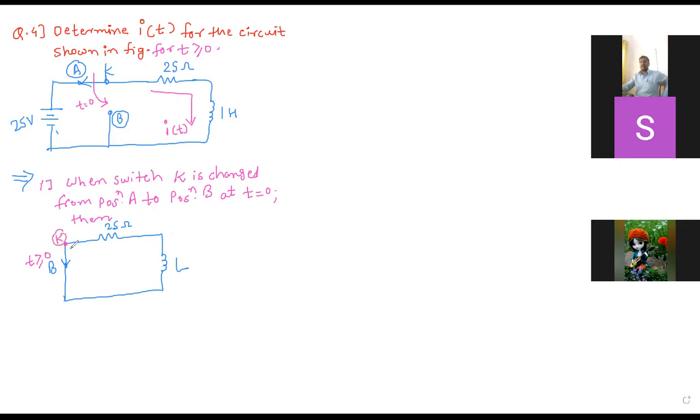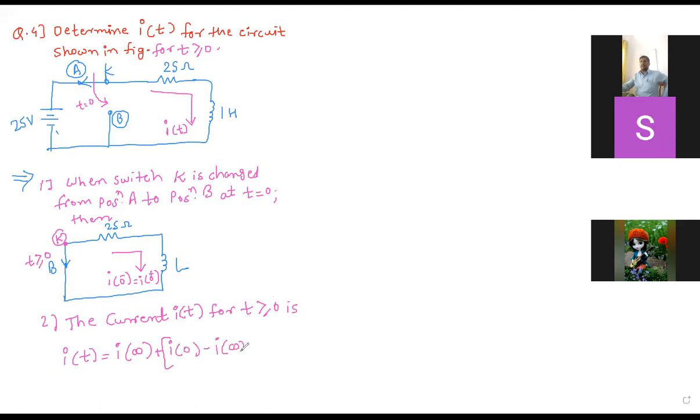This is K, and the current i of 0 minus is equal to i of 0 plus. Next, the equation for the current I will write. The current i of t for time t greater than or equal to 0 is given by i of t is equal to i of infinity plus, in brackets, i of 0 minus i of infinity, bracket complete, into e raised to minus t divided by tau. So this is my equation number 1.